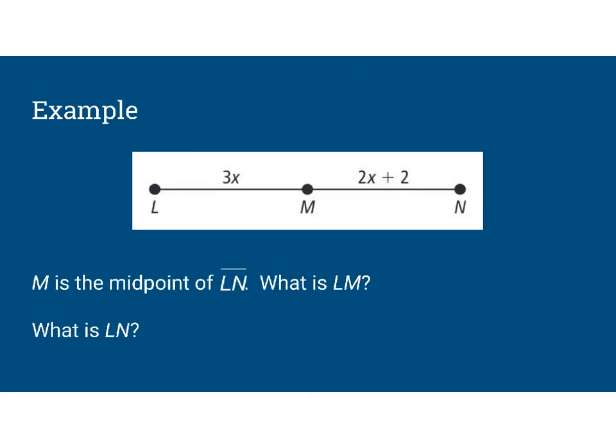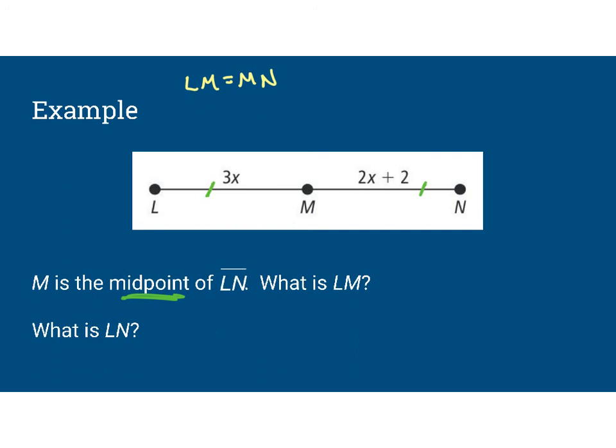The last example, 5. M is the midpoint of LN. Well, this is nice. It's the midpoint. If M is the midpoint, what does that tell us about these two lengths? It should be telling you that this segment here is the same as this segment here. So I know, because it's the midpoint, that LM has to equal MN. Notice I have lengths, so they're equal. Length of LM is equal to the length of MN.